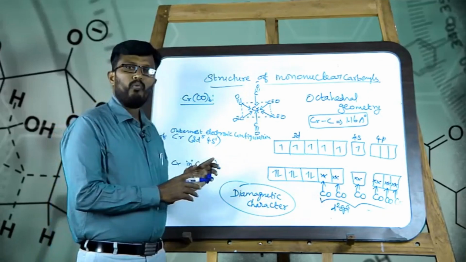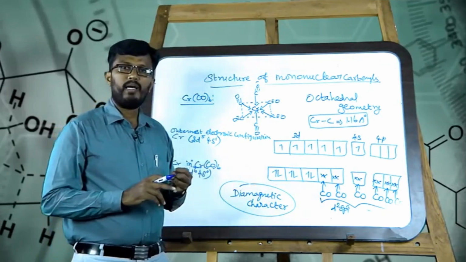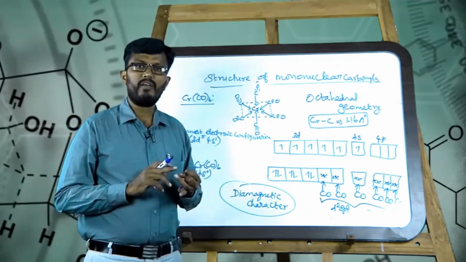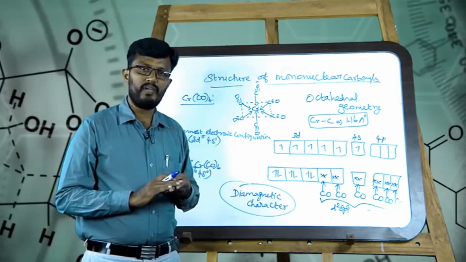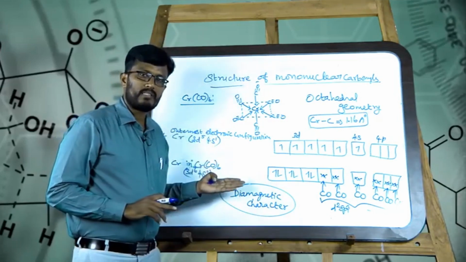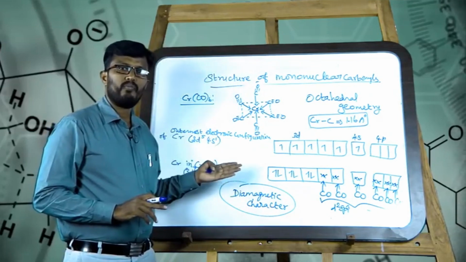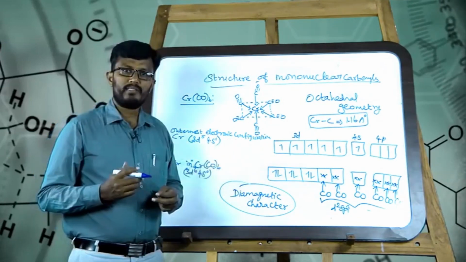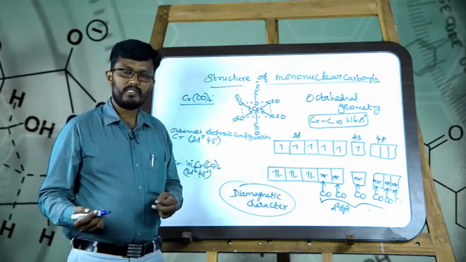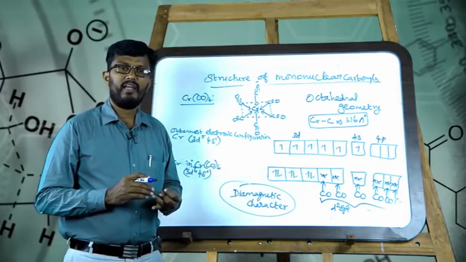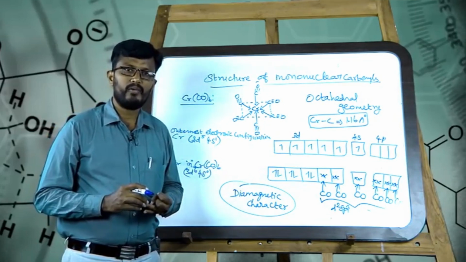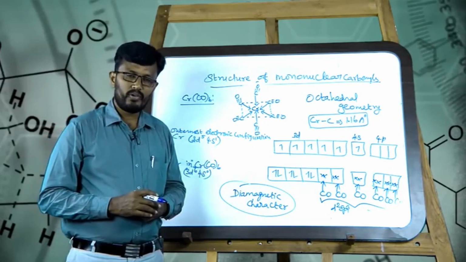Until now we have discussed what organometallic compounds are, how they are classified, what metal carbonyls are, and how they are classified. Then we discussed the structural study of mononuclear carbonyls. In the next video we want to discuss the 18 electron rule applied to metal carbonyls and the effective atomic number rule applied to metal carbonyls.